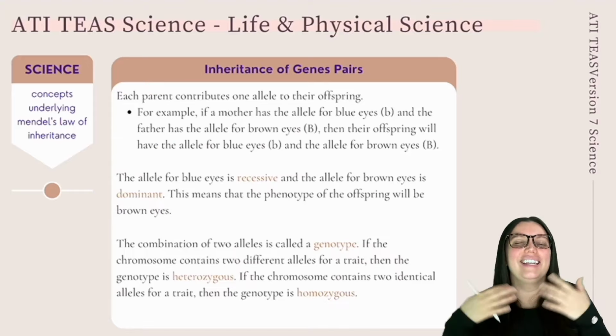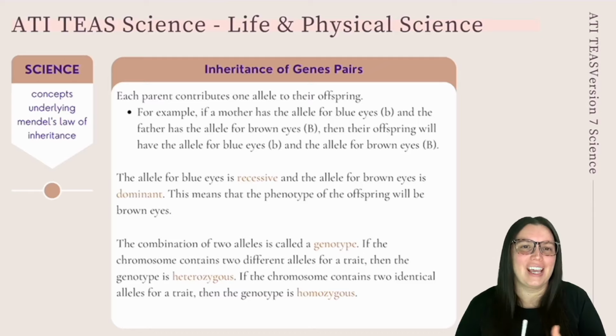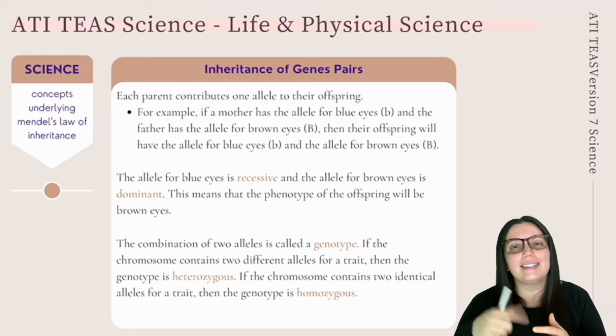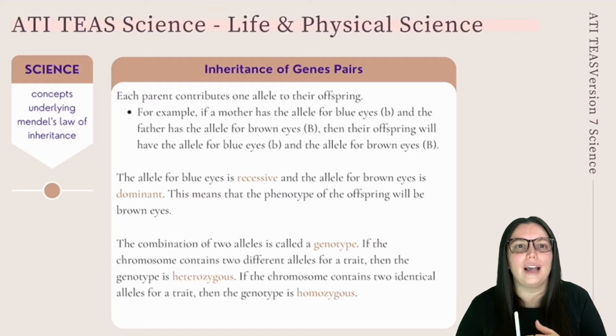So let's talk about the inheritance of gene pairs. Each parent contributes one allele to their offspring. So for example, if the mother has the allele for blue eyes, that's lowercase b, and the father has the allele for brown eyes, that's an uppercase B, then the offspring will have the allele for blue eyes and the allele for brown eyes. The allele for blue eyes is considered recessive, whereas the allele for brown eyes is dominant.